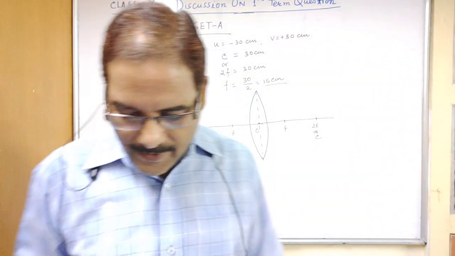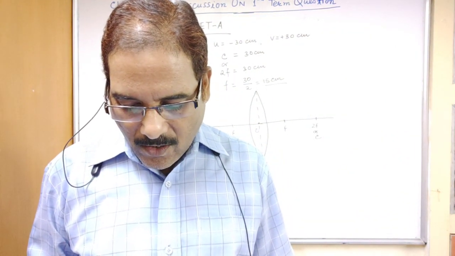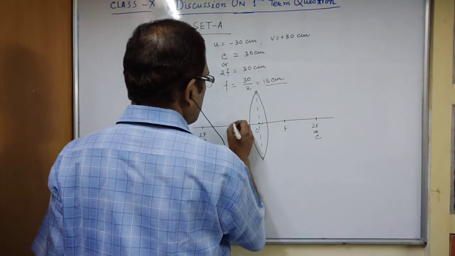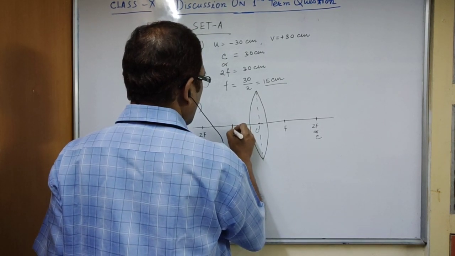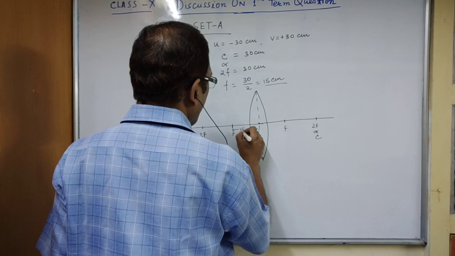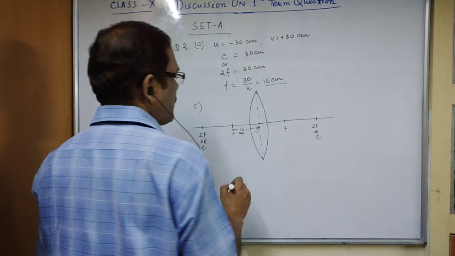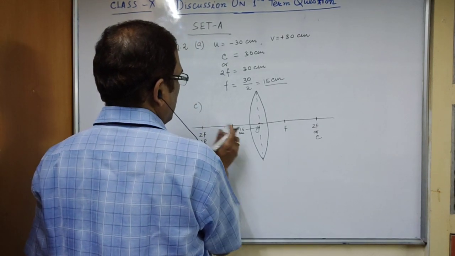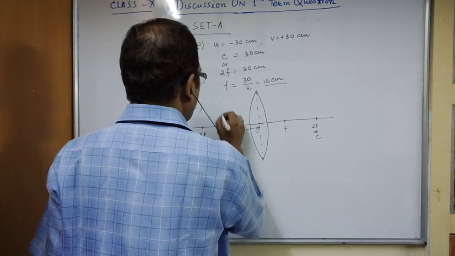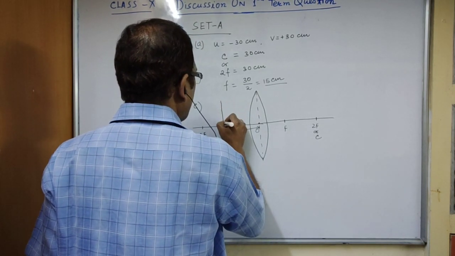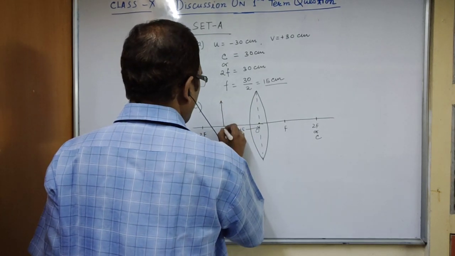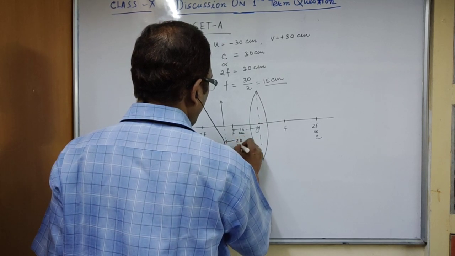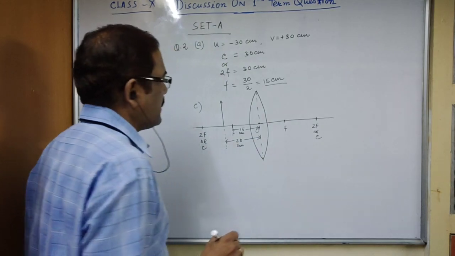So the object is placed at a distance of 20 centimeter. The focal length is 15. This distance is 15, because you all have calculated this distance earlier. And this is 30. So 20 will be somewhere here, I think. So suppose the object is here. You can mark it like this. This distance is 20 centimeter.